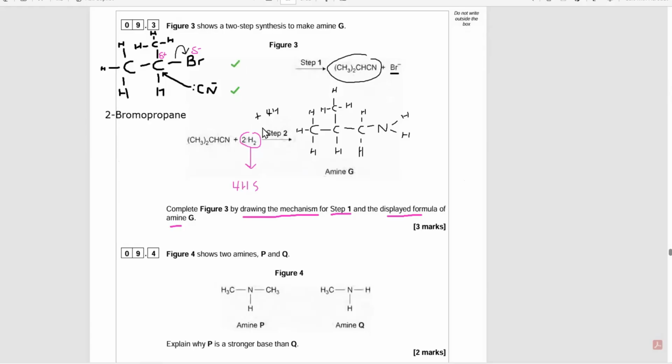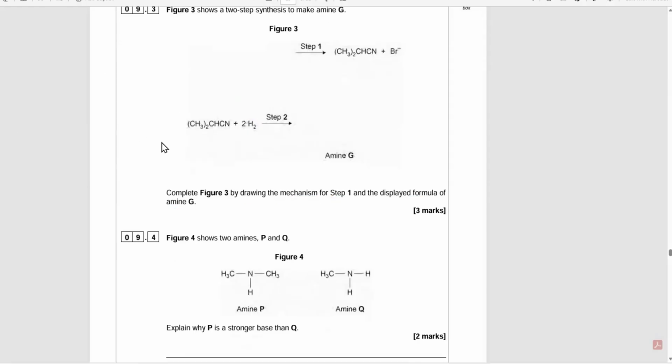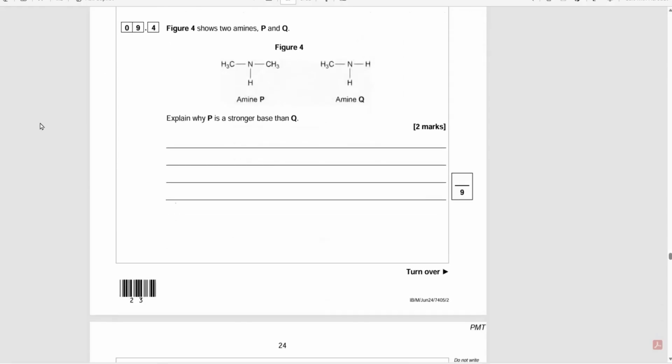All right, let's move down to 9.4. Figure 4. Figure 4 shows 2 amines, P and Q. Explain why P is a stronger base than Q. So why is it that amine P is a better base? What do bases do? Remember the definition of a base? So why is it a better base? Okay, press pause on the video and have a go at this one.